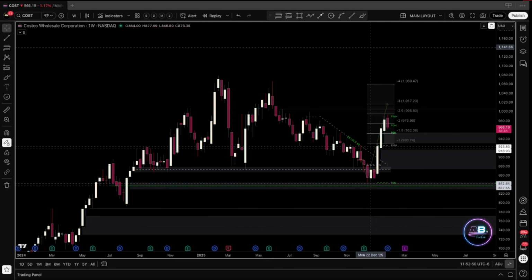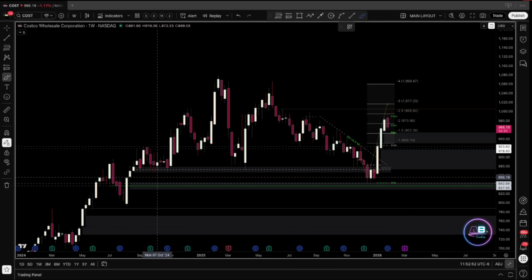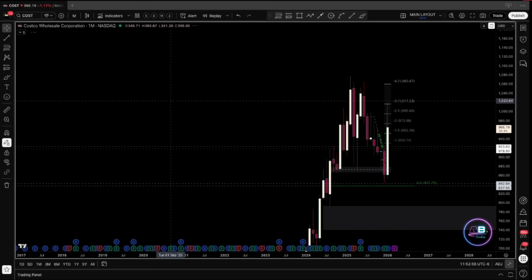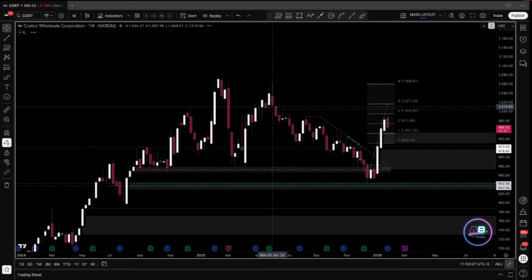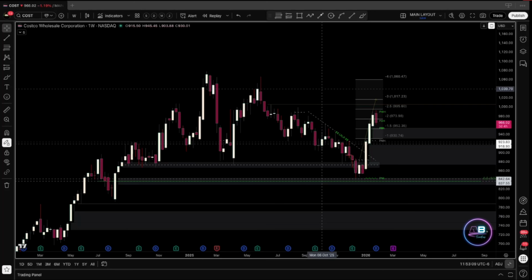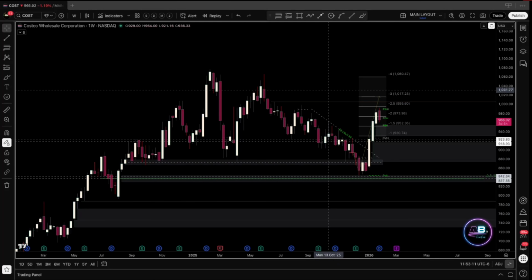And when you solidify a nice PD array on a weekly or monthly, look at Costco on the monthly, right? Look at where it came into a monthly 50% before it ran from 830 to 1080. Then you go into your time frame alignments, right? You start going down your time frames. Look at what it did on the weekly.